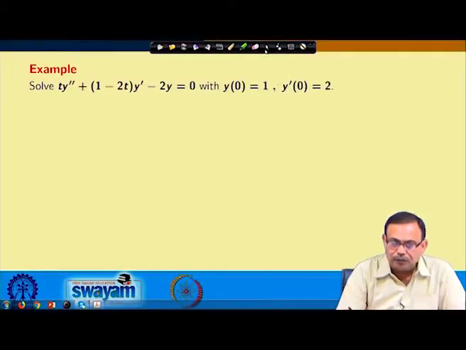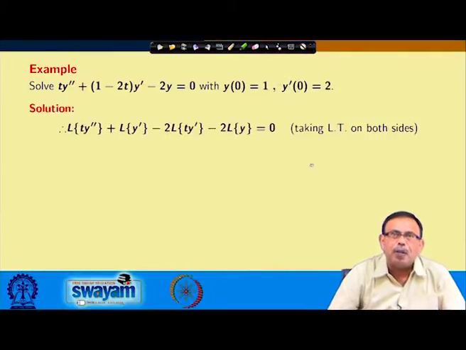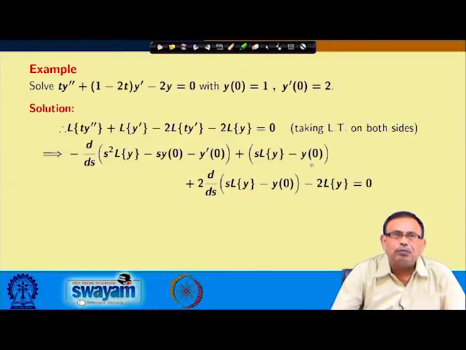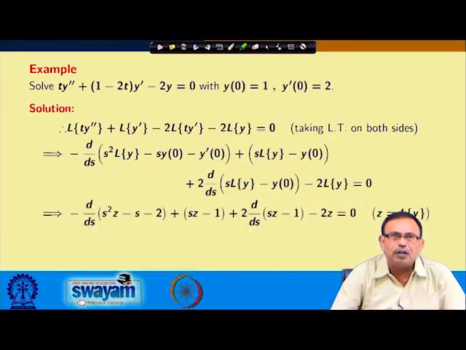The same thing you can see over here. I am taking the Laplace transform, then by using Laplace transform of t y double dash equals minus d by ds of Laplace transform of y double dash, or Laplace transform of t y dash equals minus d by ds of Laplace transform of y dash, I am getting the next equation. I am substituting the values of y 0 and y dash 0 over here. I am getting this, which I am deriving by substituting z equals Laplace transform of y.